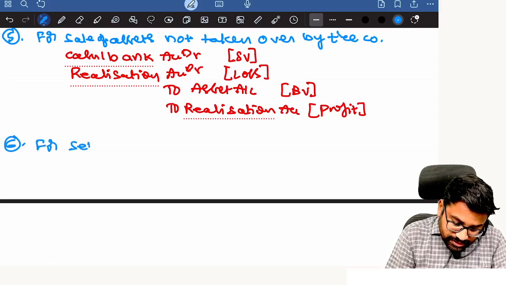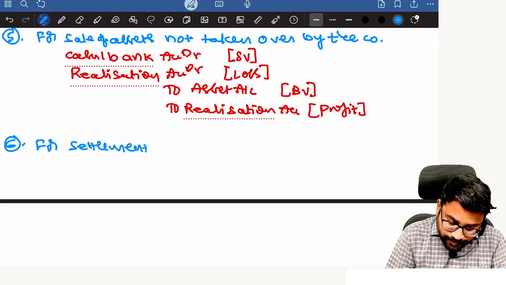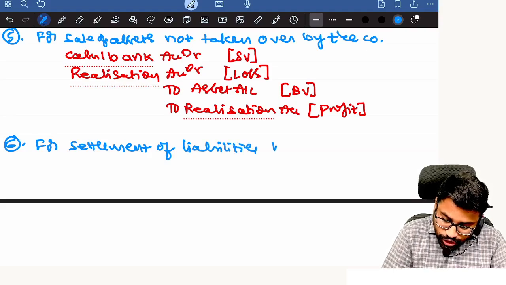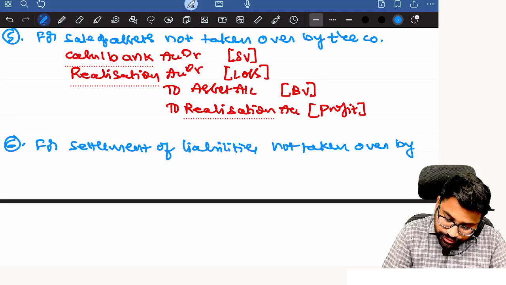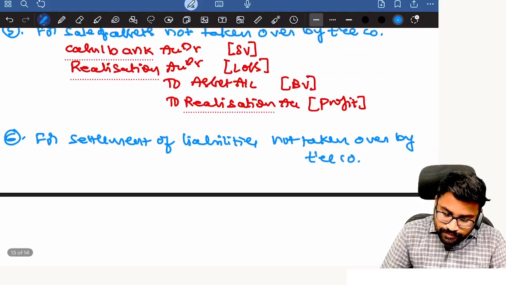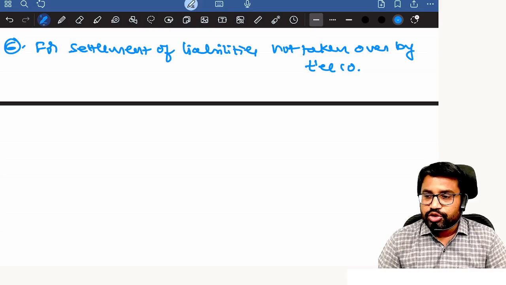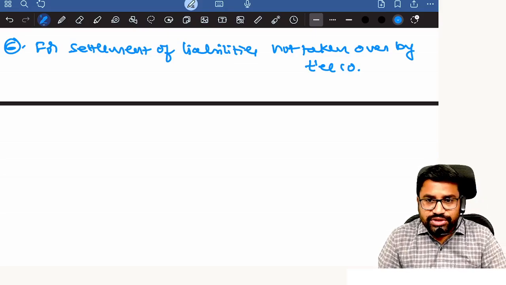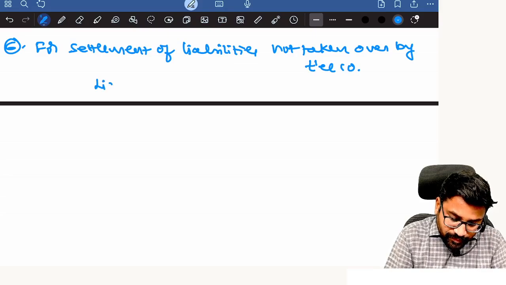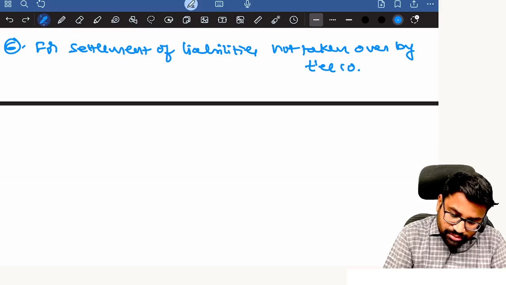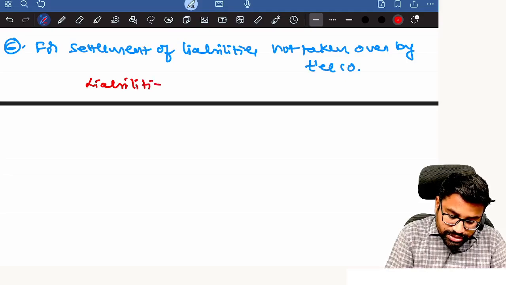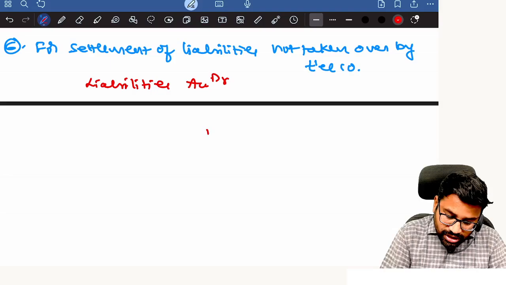For settlement of liabilities not taken over by transferee company. Similar to assets, sir, some of the liabilities of transferor company may not be taken by transferee company. Those liabilities you need to settle. So tell me, when you settle a liability, what is the entry we will write? Liabilities account debit to cash or bank. Liabilities will be debited. So liabilities account debit to cash or bank.